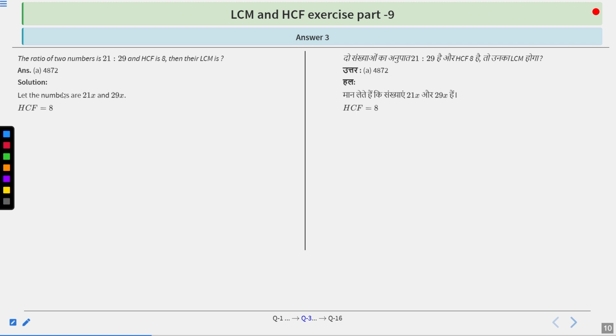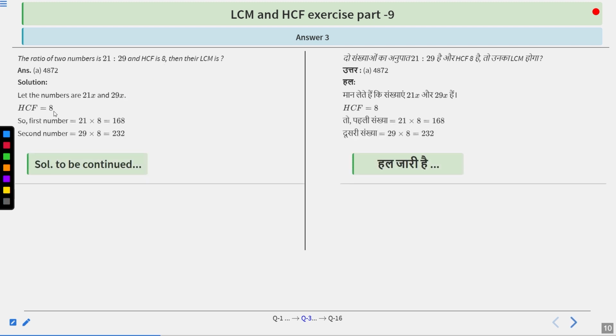Now, the ratio was 21 ratio 29. So let the numbers be 21x and 29x. It was given that HCF is 8. So if HCF is 8, then the first number becomes 21 into 8, that is 168, and the second number becomes 29 into 8, that is 232. So we have got our numbers and we know the HCF also.